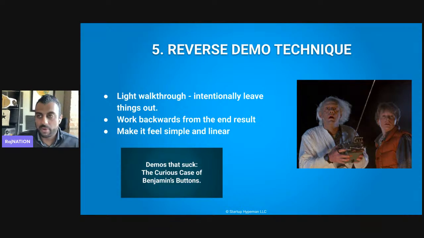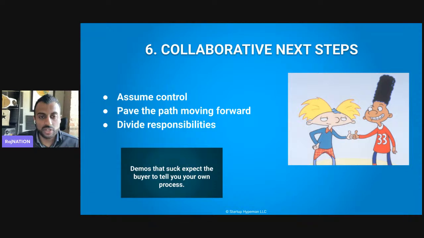So you do that reverse demo technique, and then you get to your next steps, right? And in demos that suck, again, I told you before, what I most often hear is you get to the end and then you ask the buyer, great, so what are your next steps from here? The challenge with that question is buyers often do not actually know what their next steps are. They may think they know, but they're not thinking through it the right way, right? And they're going to tell you, yeah, we got to talk internally and we'll get back to you. That's what you're going to hear 99% of the time. We'll talk internally and we'll get back to you.